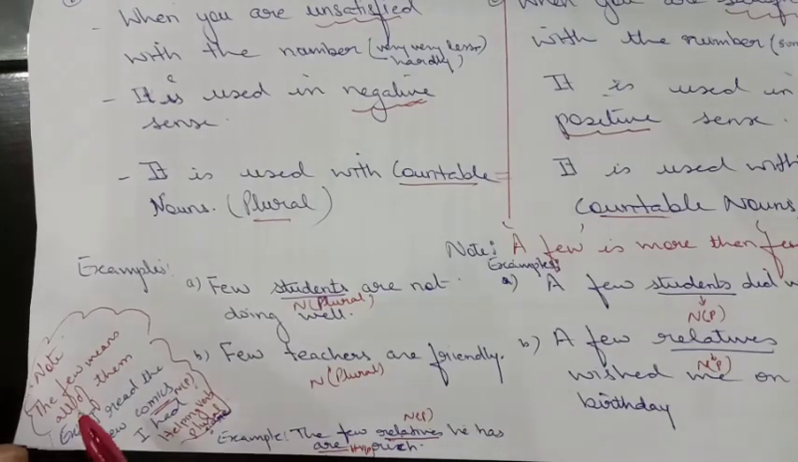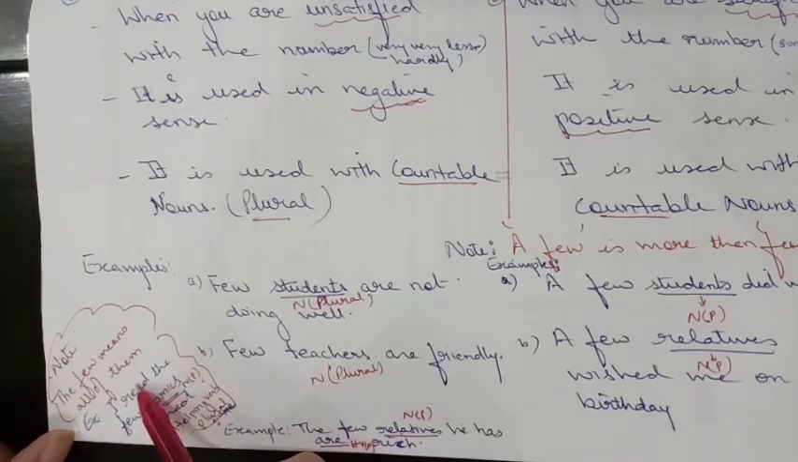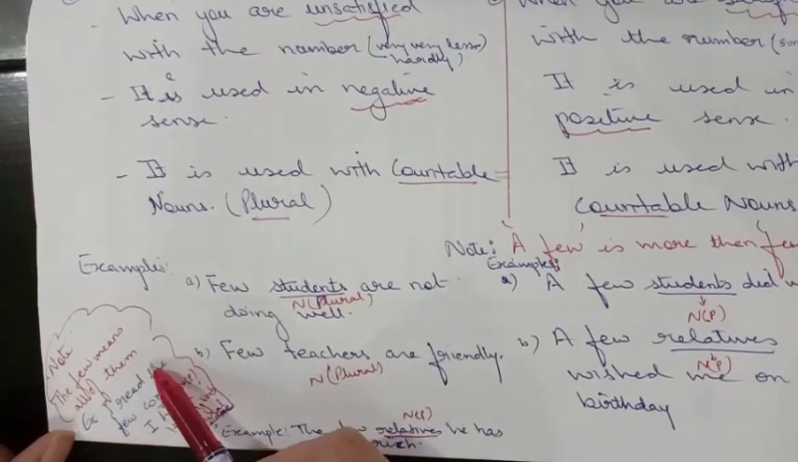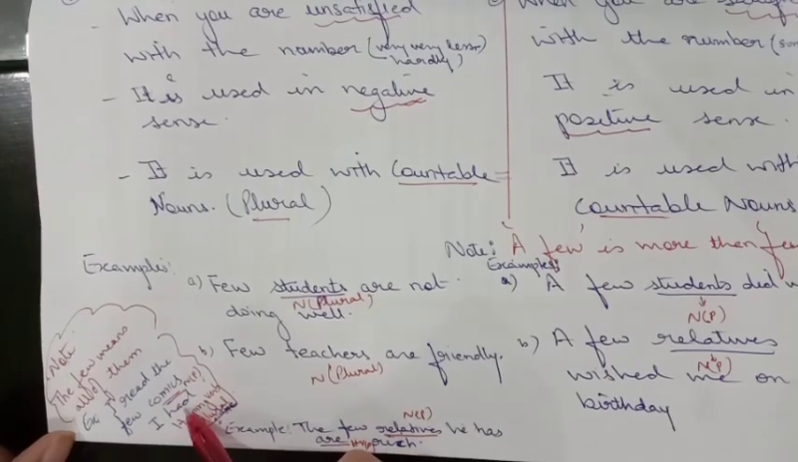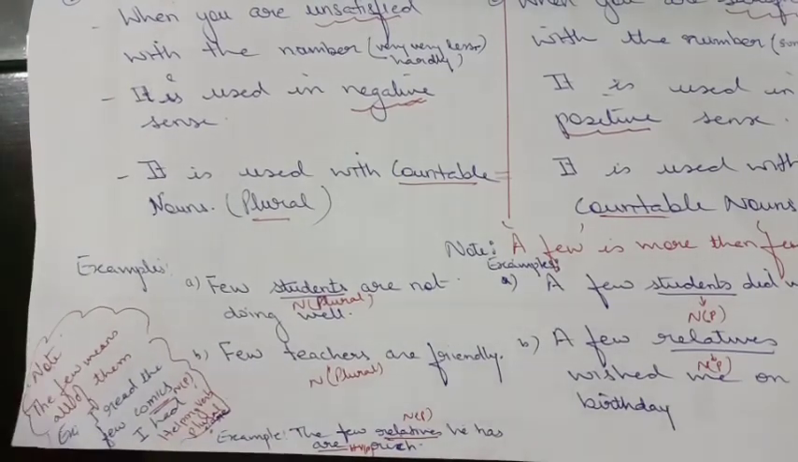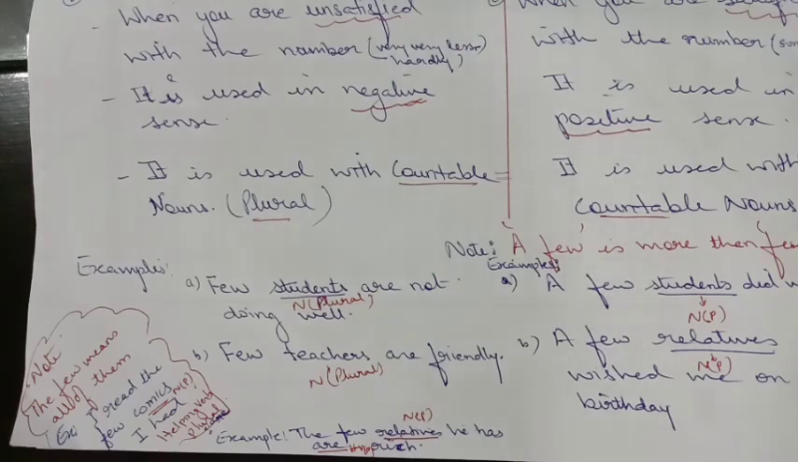Kindly note, the few means all of them. The few means all of them. For example, if you say, I read the few comics I had. Right? And the helping verb will be plural. If you're saying that all the comics, whatever collection you had, you have read all the comics. Are you getting it?